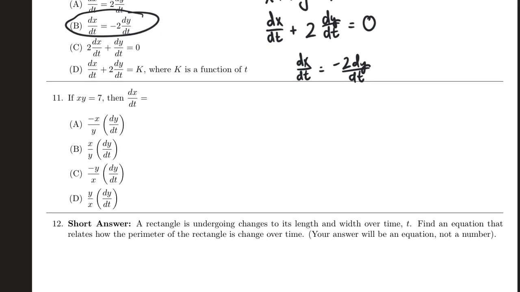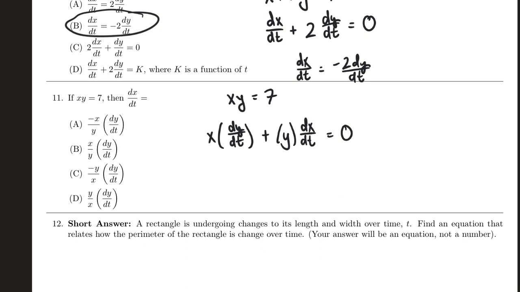And 11, again, they give you the equation. You just need to take the derivative. The only thing you have to remember about this one that makes it a little bit special is you have x times y, so you have to do the product rule. So I keep my x, the derivative of y is dy dt. And I add, I keep my y, the derivative of x is dx dt, and that equals 0. Remember constants, the derivative of 7 by itself is 0.